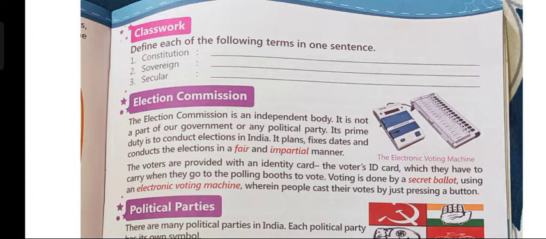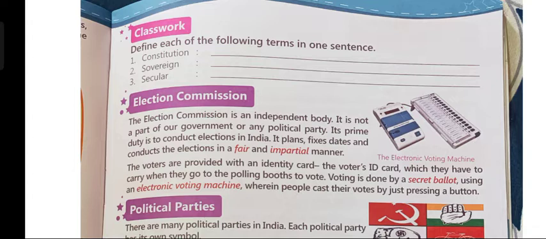So, children, let us begin today's video by the classwork which is given over here. Define each of the following terms in one sentence. First is constitution. So children, constitution, it is the set of rules according to which our government runs. This is known as constitution.